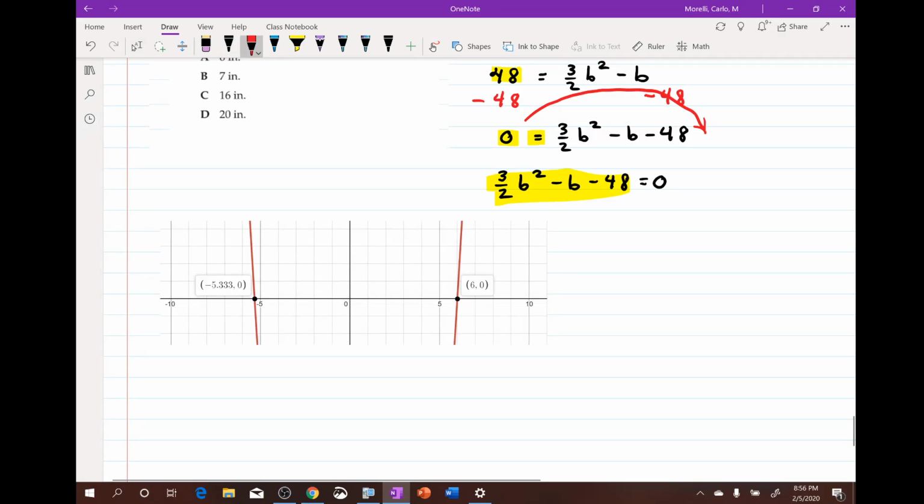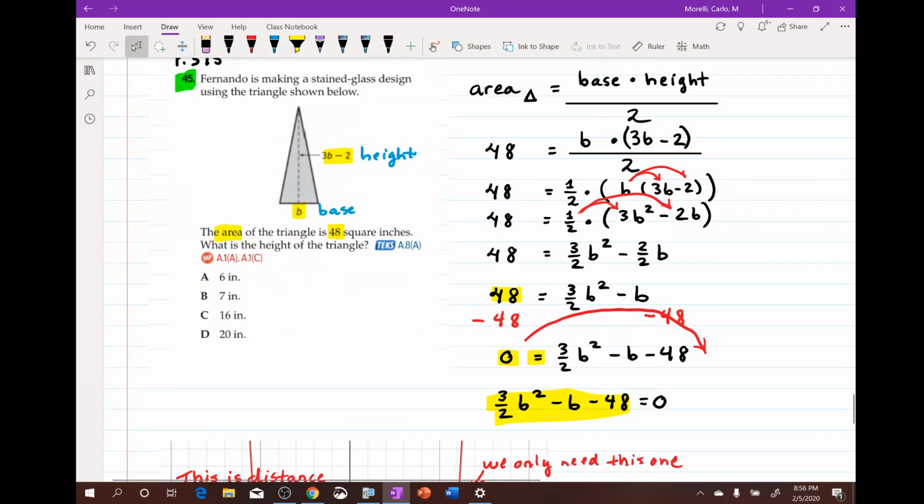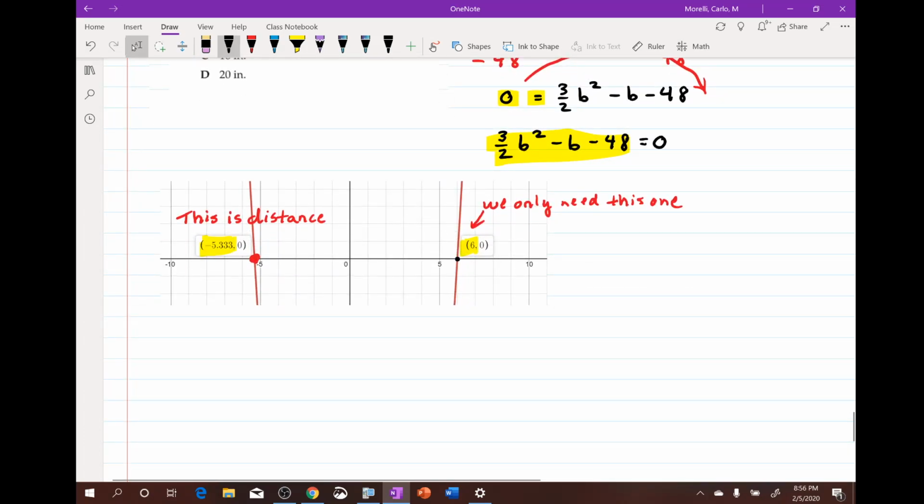Now here's the deal. Yes, these are both solutions. Okay, so this is a solution, and so is the 6. We don't need to consider negative values because this is distance. All right, so we only care about this one. So what we want to do is plug that into 3b minus 2. Remember, they want us to know the height. So the height is equal to 3b minus 2.